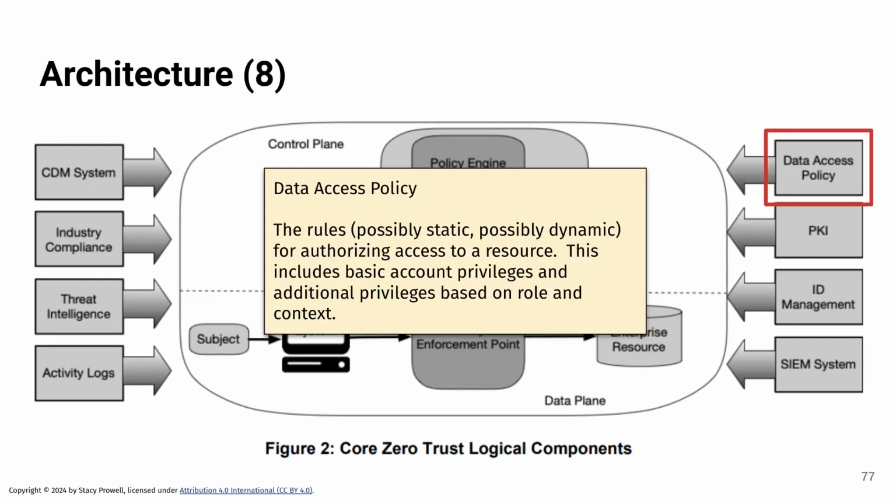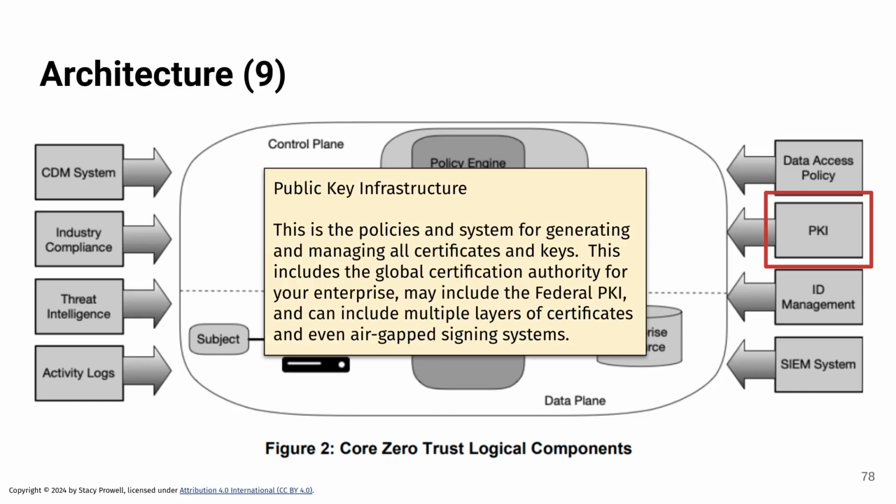Data access policies, right? These are the rules that could be static or dynamic that allow you to access or not access resources like printers and file shares and all that kind of stuff. Public key infrastructure, right? The thing that drives everyone nuts. The policies and the system for generating and managing certificates and keys throughout your enterprise, okay? Could be federal PKI, could be your own PKI. There could be air-gapped systems in there, right? Air-gapped being a myth, but you could have a system you think is air-gapped to generate signing certificates.